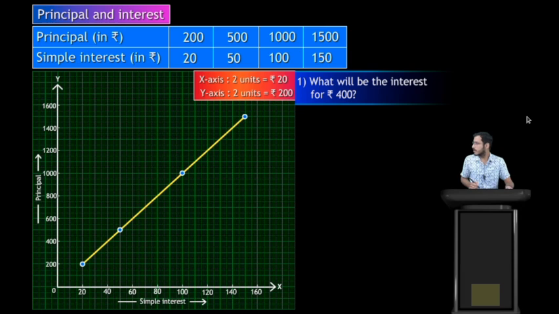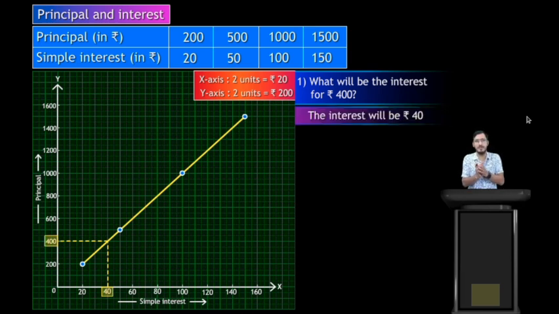So what will be the interest for rupees 400? Now can you tell me the answer? What will be the interest for rupees 400? So here rupees 400. So first we find rupees 400 on the y-axis. Now taking a perpendicular line on the y-axis like this, and here you can see where the line cuts our straight line. So that is point 40. So that means the interest is rupees 40 here. Okay, so the interest will be rupees 40.